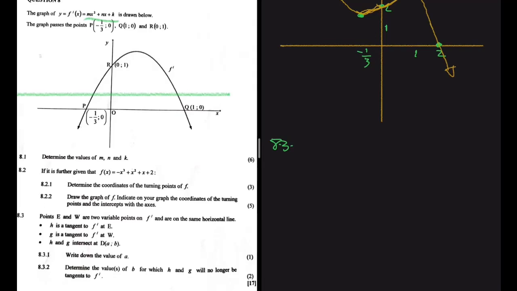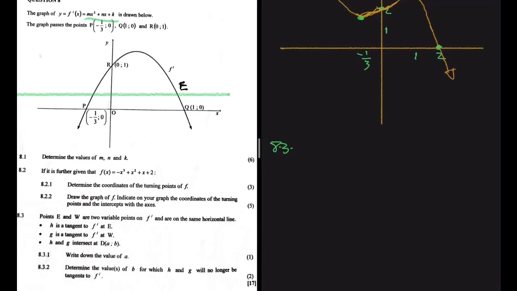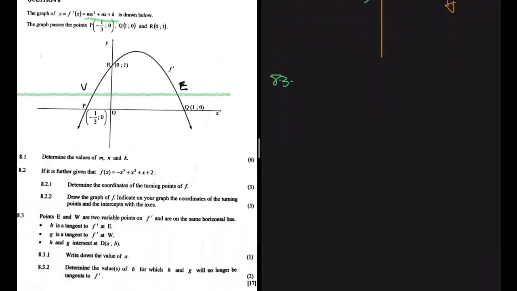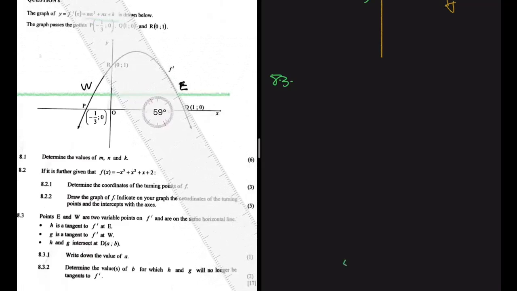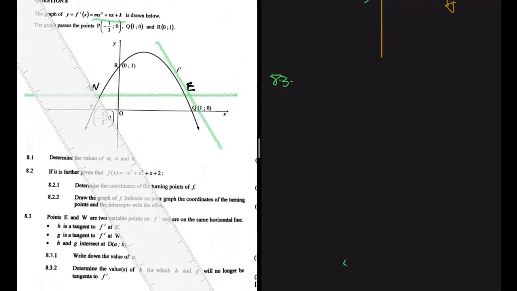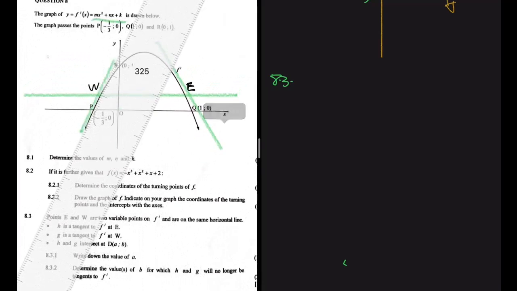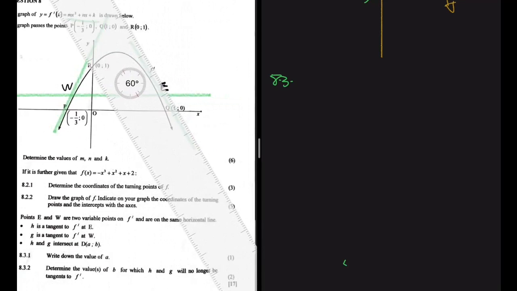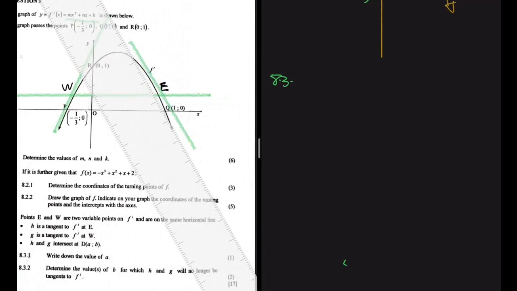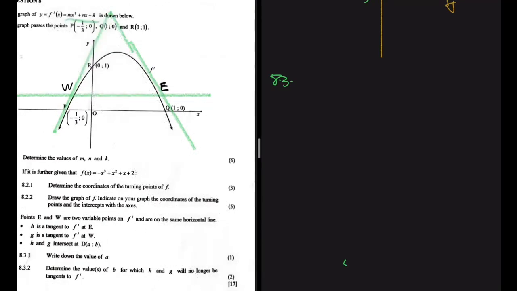Now, the question goes on to say that H is a tangent to f at E. So let's say maybe our coordinate E is somewhere here, right? And then our coordinate W is somewhere here. Then if H is a tangent at E, then H should touch E there, and it can look like that, right? And then G is a tangent at W, so it can look like that, right? Then these two lines must go up until they touch somewhere up there, right?